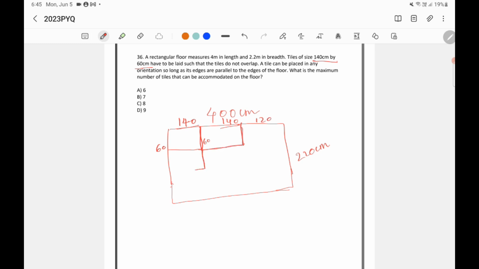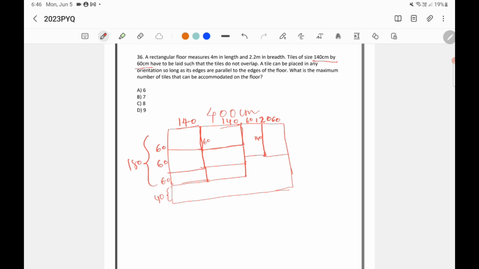Now I can keep a tile like this again. 140 by 60. This is 60. Again I can keep like this. 140 by 60. So 60 plus 60 plus 60 is 180. So this becomes 180. And this is total 220. So balance, this is 40 centimeter. Now this is 120. So I can keep the tile like this if I want, right? Because this is 60 and this is 140. I can keep like that. Similarly, I can take 60, 140 like this also.